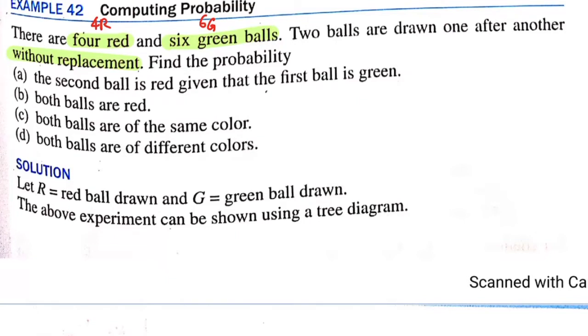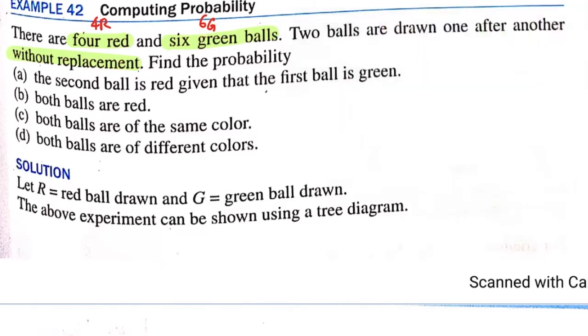Let us continue with this example to compute the probability. There are 4 red and 6 green balls. This is for R, where R stands for red, and 6 green, so 6G, G is representing green. 2 balls are drawn one after another without replacement. Take note that our total balls, 4 plus 6, is equal to 10.